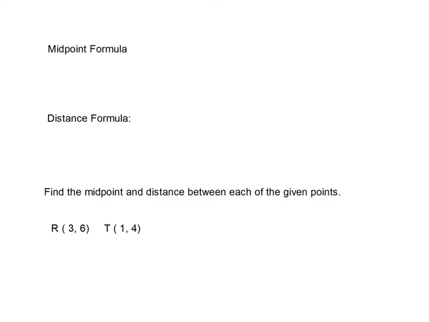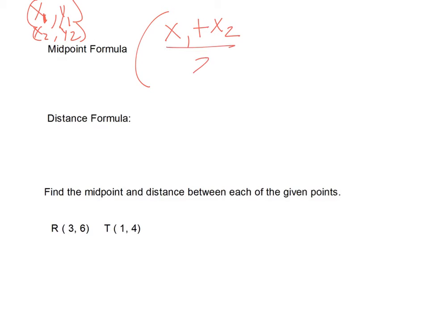It's a little bit of a long formula, but you can think of all of your points as x1 comma y1 and x2 comma y2. If you think of your two points like that, just like we did with slope, you can do the midpoint by doing x1 plus x2 over 2. You average the two x values, and the same thing with the y's. That's the formula.